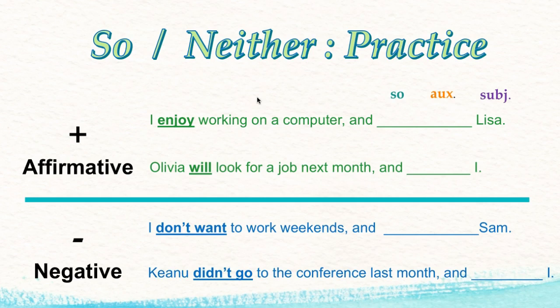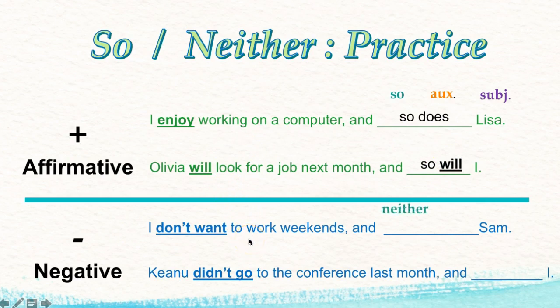Okay, great. So you should have finished the sentences in your notebook. Let's see how you did. The first one: I enjoy working on a computer, and so does Lisa. Good job. The second one: Olivia will look for a job next month, and so will I. Good. We use the auxiliary verb will.